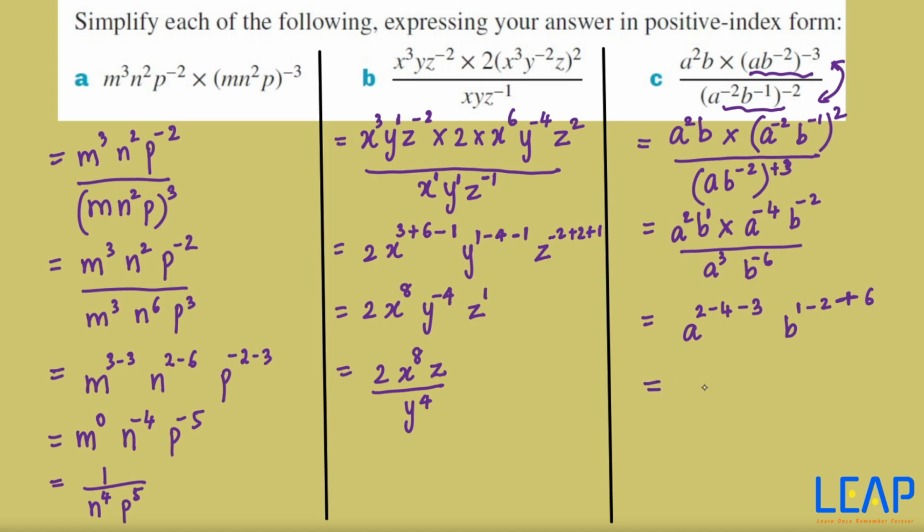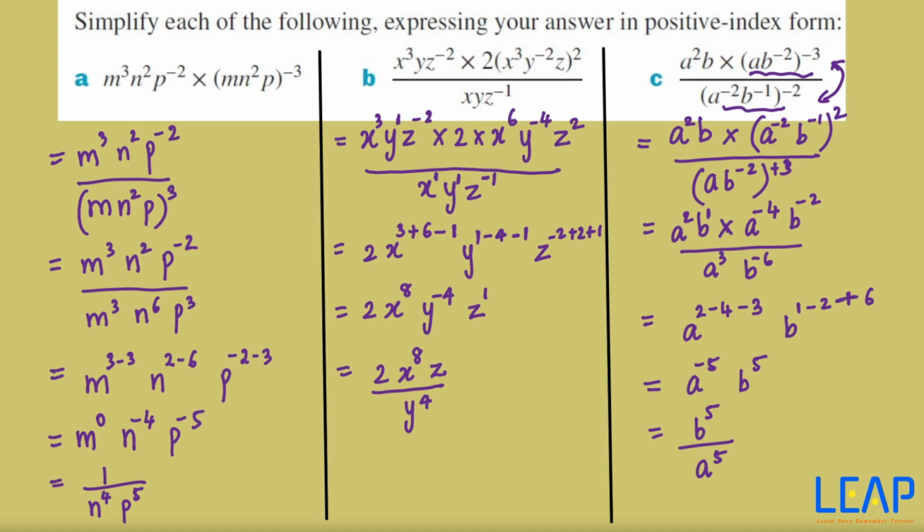That's it. Now you simplify. You get a to the power of 2 minus 4 is minus 2. Minus 2 minus 3 is minus 5. And then b to the power of 1 take away 2 is negative 1. Negative 1 plus 6 is 5. Again, change it to positive index form. So move this a to the power negative 5 down. So that will be b to the power of 5, which is already positive. Keep it as it is. Over a to the power of positive 5. That's it. That's the answer for question C.